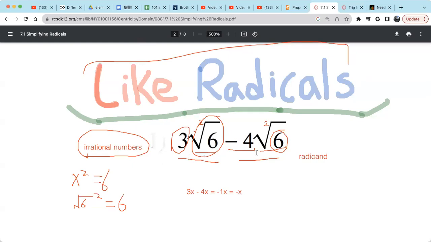So here, 3 minus 4, which is -1, the answer equals -1 square root of 6. Right? 1 multiplied by something doesn't really contribute anything to it. So we don't write it. We just write it as negative square root of 6. So this is how we combine this type of irrational numbers.